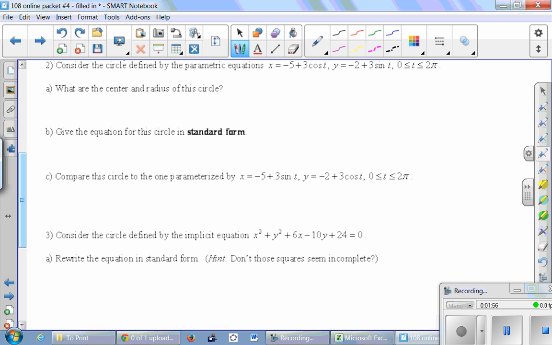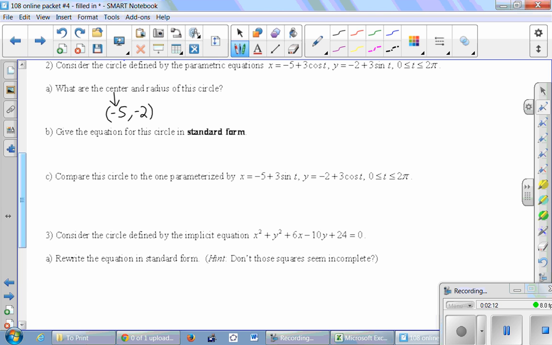Consider the circle defined by the parametric equations. What are the center and radius of the circle? Okay, so same idea, but now working in the other direction. So the center must be at (-5, -2). Just copy those numbers as they are.